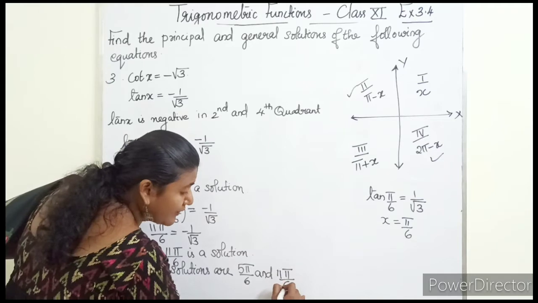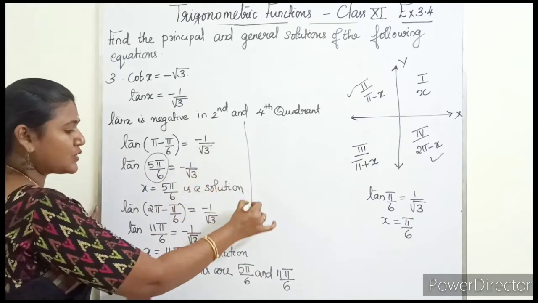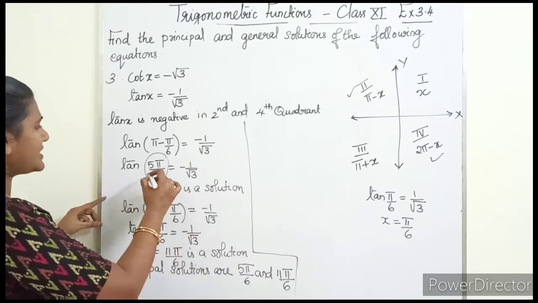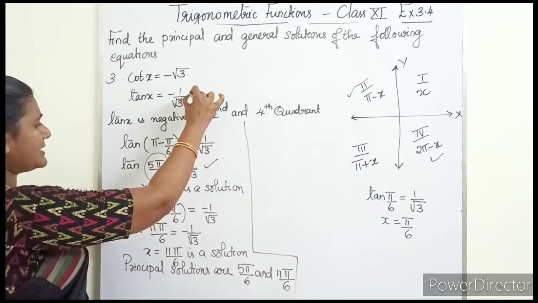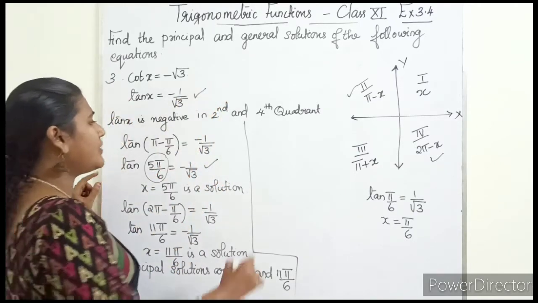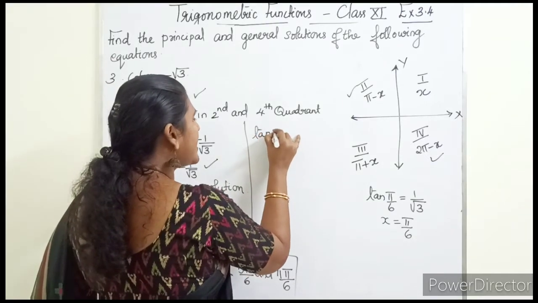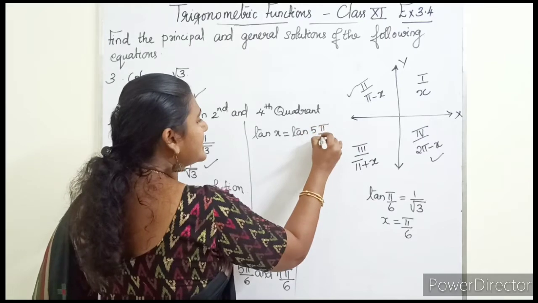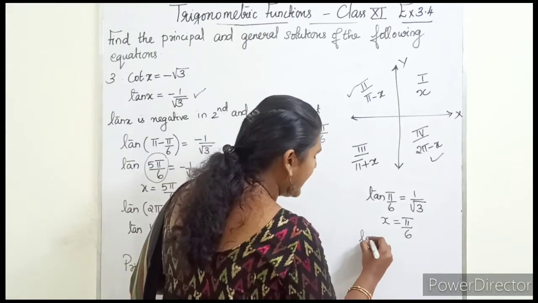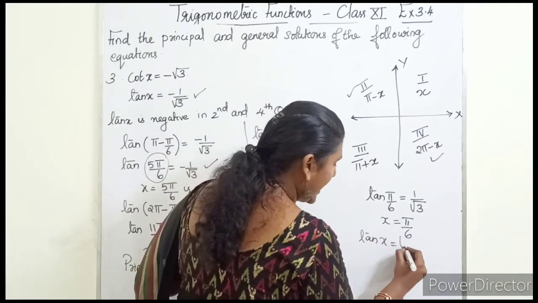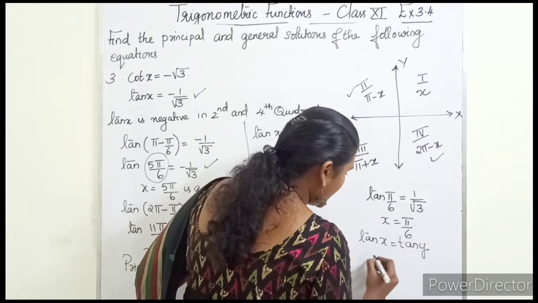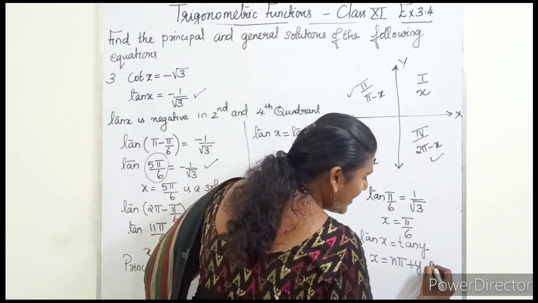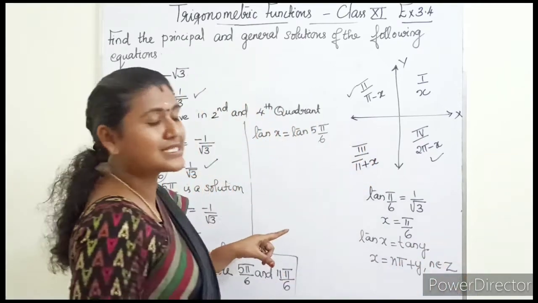Now we have to find the general solution. For finding the general solution, we will take the first value. Okay, we will consider these two equations. So I can write tan x is equal to tan 5π/6. So what is the theorem? If you have tan x is equal to tan y, then x is equal to nπ plus y, where n belongs to Z. So this is the theorem.